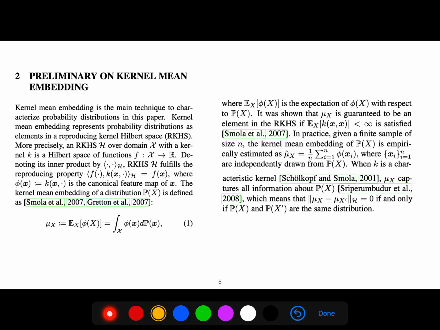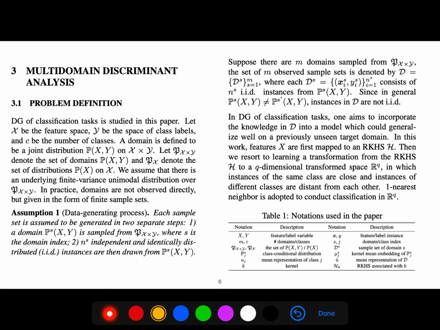So you're familiar with kernel mean embedding. I have a playlist for reproducing kernel Hilbert space. So let's focus on the problem definition.